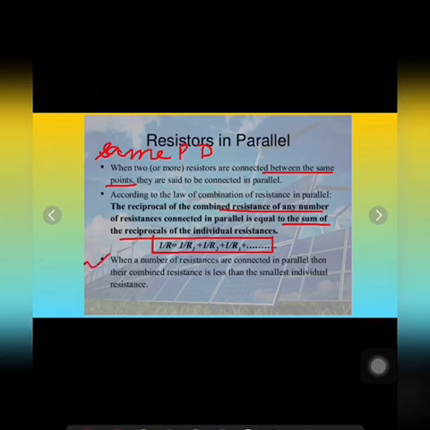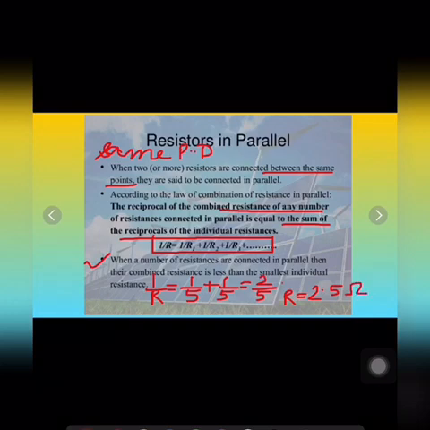Now when a number of resistances are connected in parallel, their combined resistance is always less than the smallest individual resistance. For example, if two resistances of 5 ohm each are connected in parallel, then the equivalent resistance 1 by R is given by 1 by 5 plus 1 by 5, which comes out to be 2 by 5 ohm. When we reciprocate it, we get the value of R as 2.5 ohm. So here you can see, when the resistances are connected in parallel, the equivalent resistance is always less than each of the individual resistances.